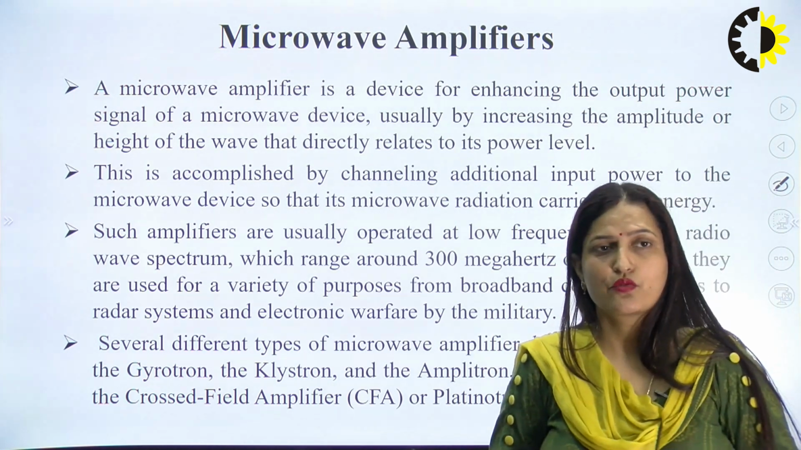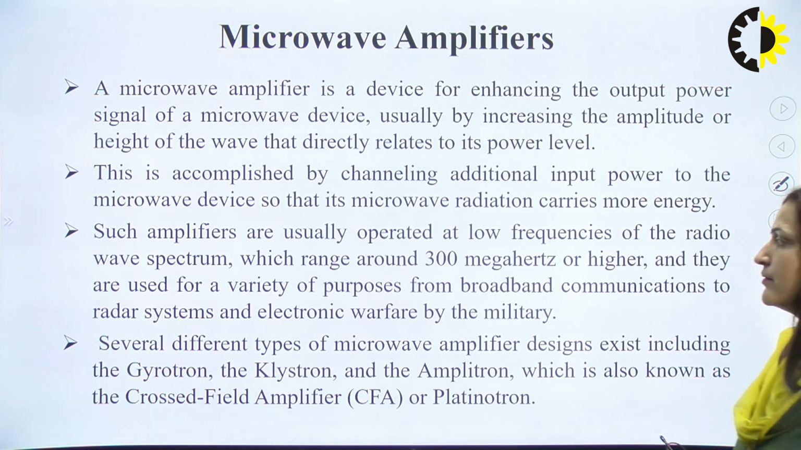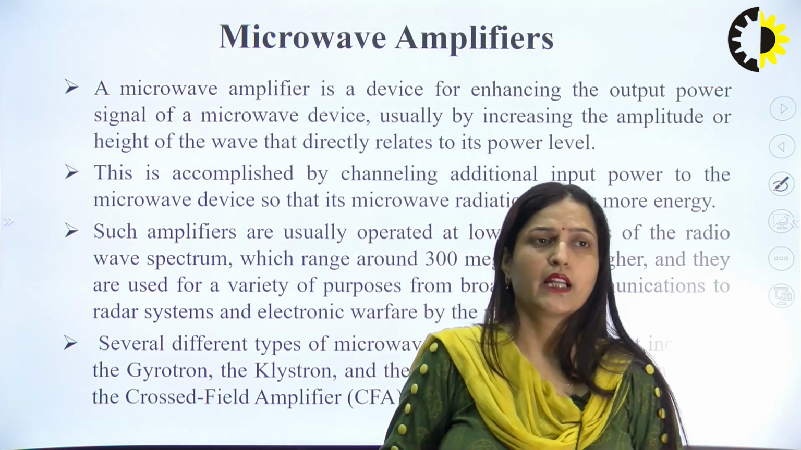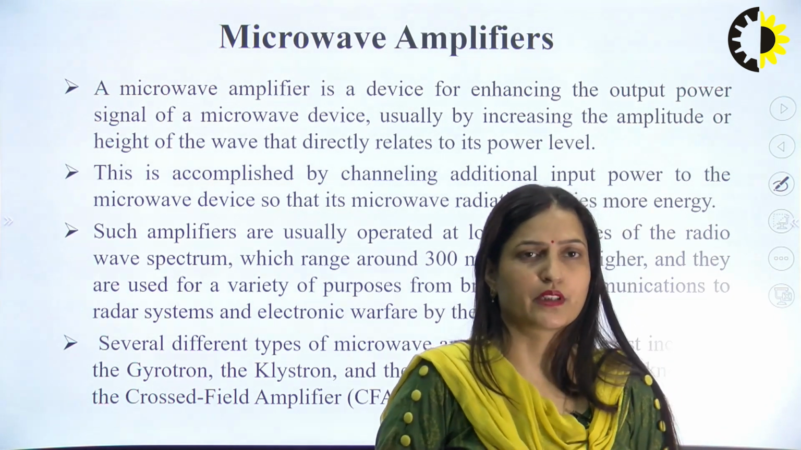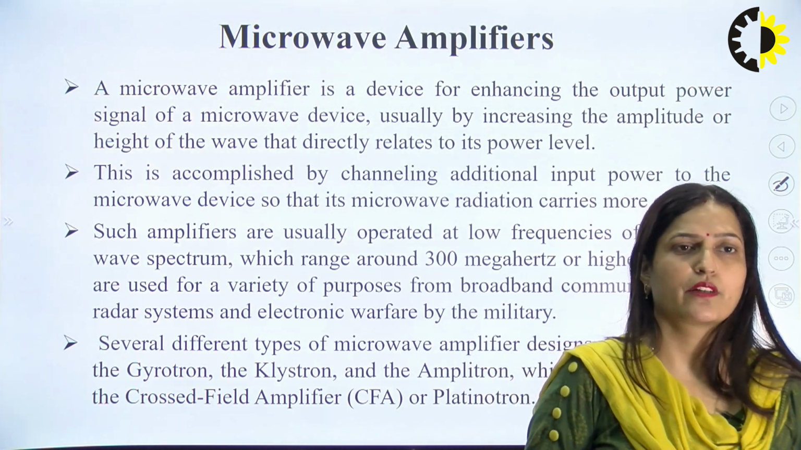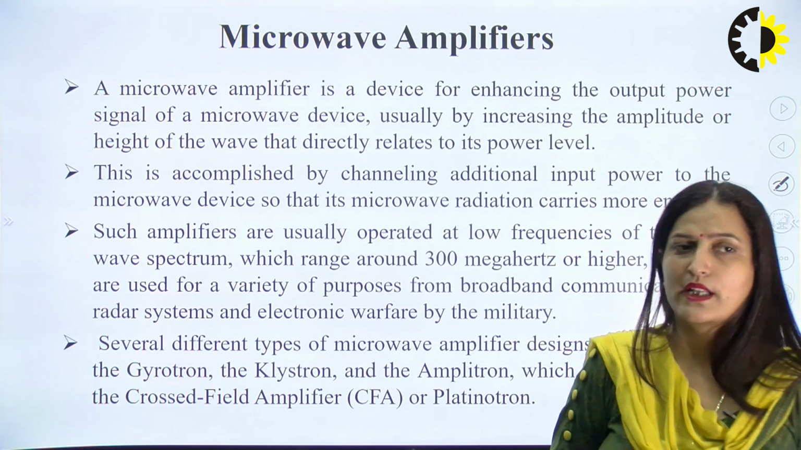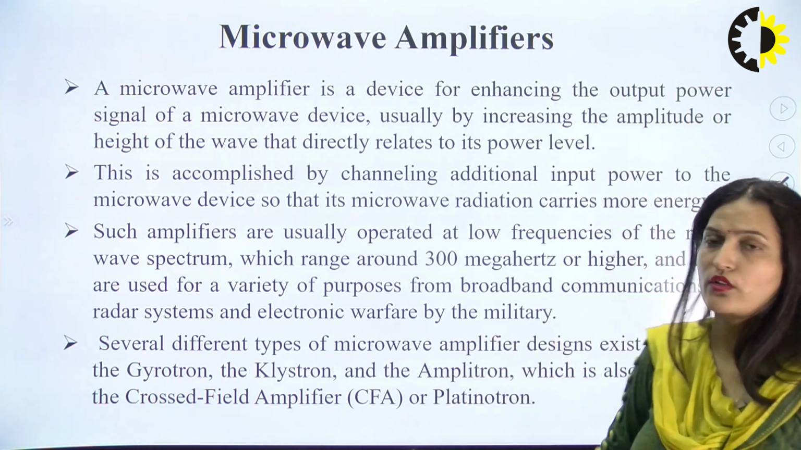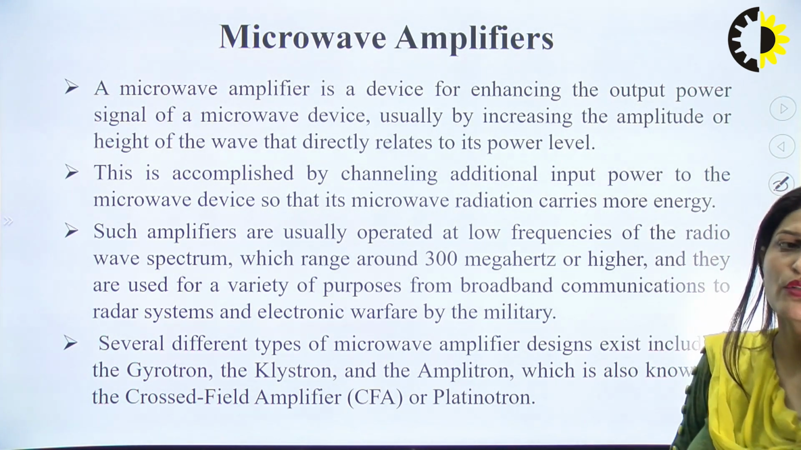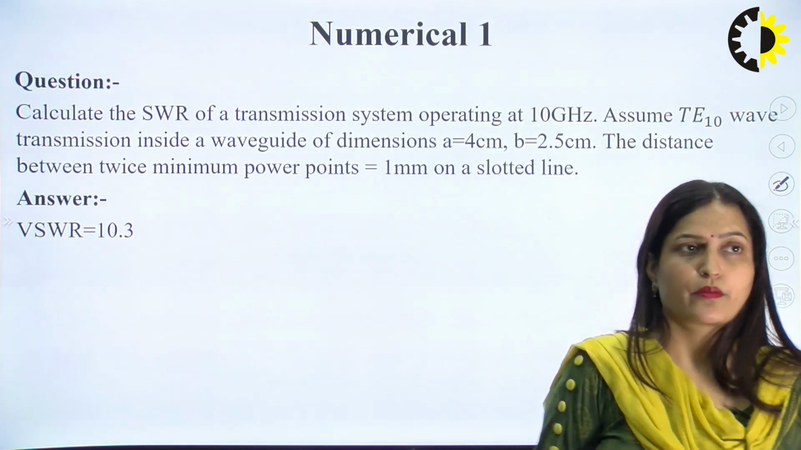Such amplifiers are usually operated at the lower frequencies of the radio wave spectrum, which ranges around 30 megahertz or higher, and they are used for a variety of purposes, from broadband communication to radar systems and electronic warfare by the military. Several different types of microwave amplifier exist, that are Gyrotron, Klystron and the Amplitron, which is also known as the cross-field amplifier. So now we will discuss one of the numericals here.